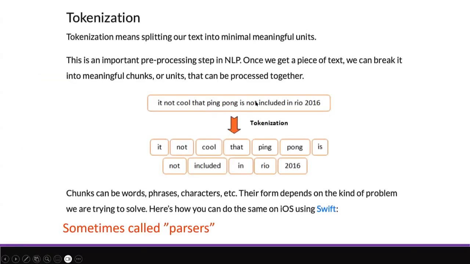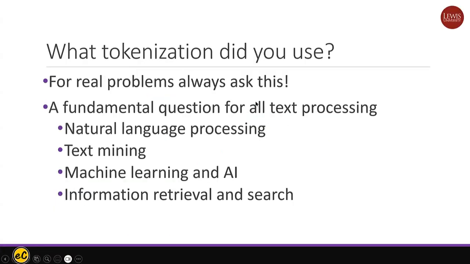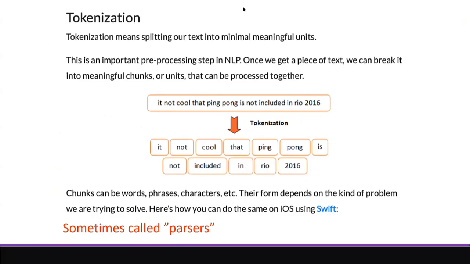So basically where you would use tokenization: natural language processing, text mining, okay, data mining, machine learning and AI, information retrieval, search engine. Okay, these are different places you would need to use tokenization. So you do tokenization, you break down the sentence into tokens. And then after that, you do syntax analysis. You call it a parser. Okay, later.